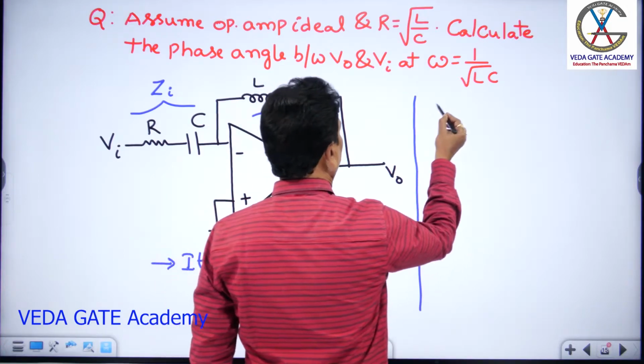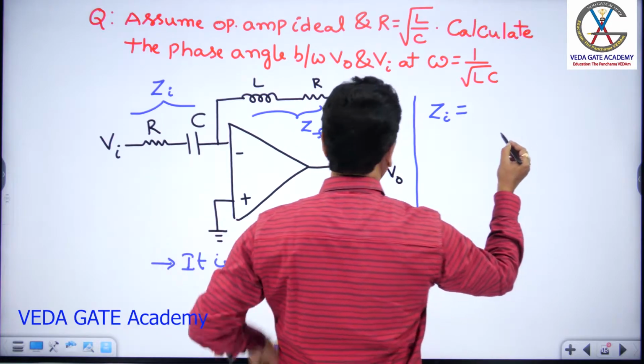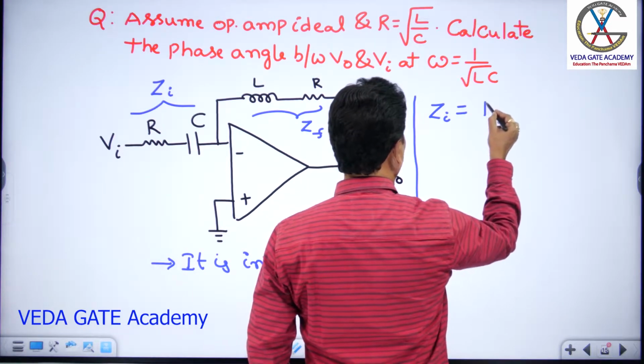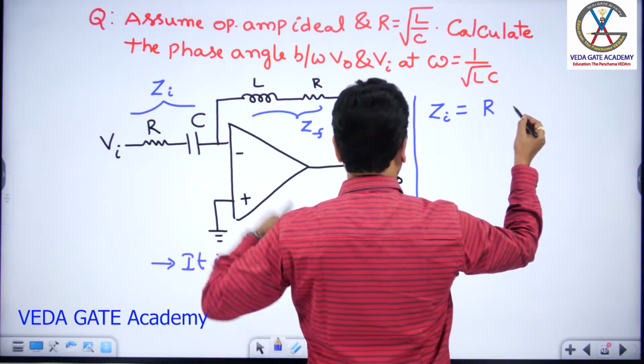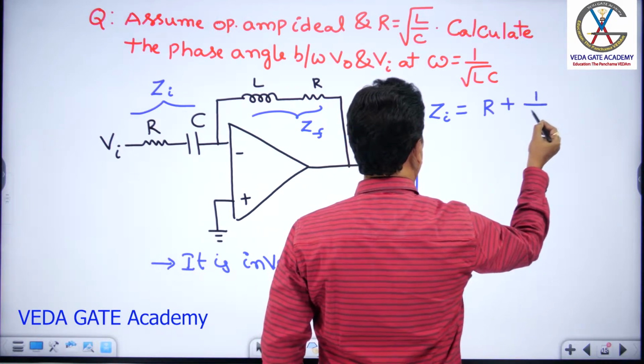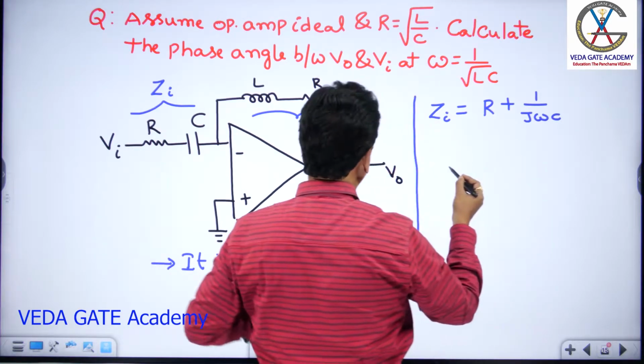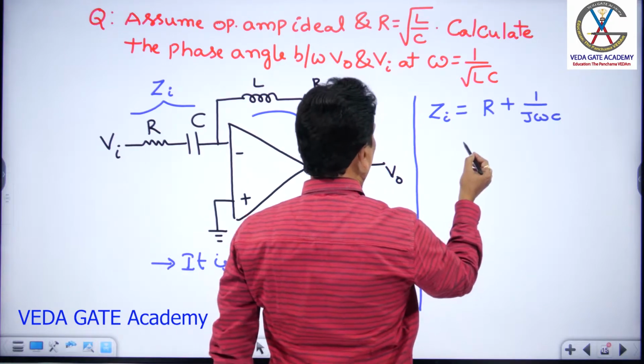Zi is the input impedance considered by R and C, so both are in series. Now I can write R plus the capacitive impedance, which is nothing but 1 by j omega C in phasor form. Now I can substitute the value of R. R is given as root of L by C.